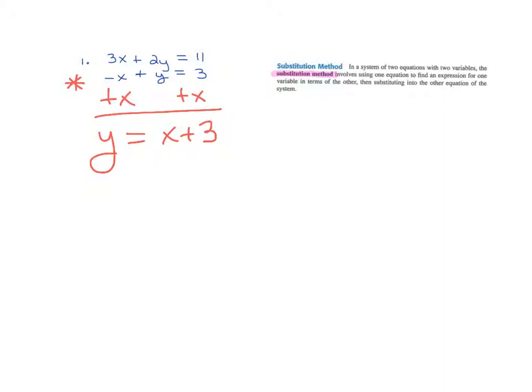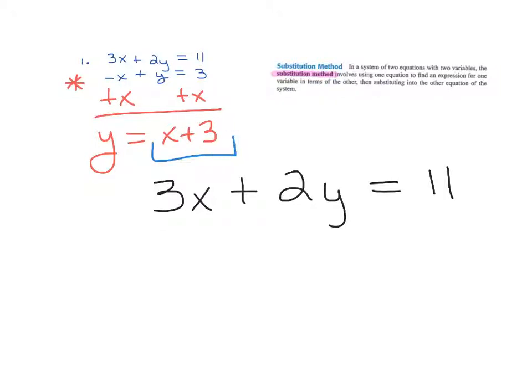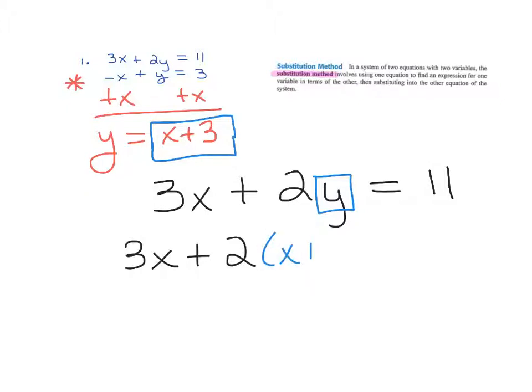So once I've rearranged one of my equations, I now take the other equation, I'm going to write it down, and now I am going to substitute what y equals, which is this x plus 3, and I'm going to put it here in place of the y. So I'm going to rewrite the 3x, put the 2. In place of y, I'm now putting x plus 3. So now I don't have 2 different variables in my equation. And now I can distribute, combine like terms, and find x.